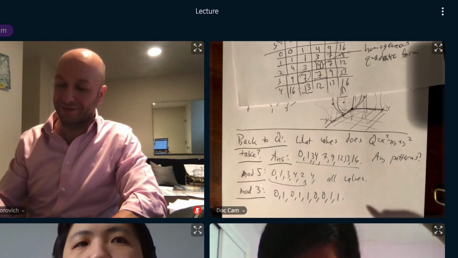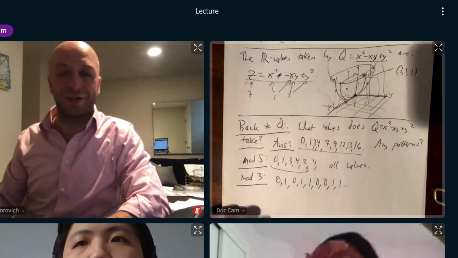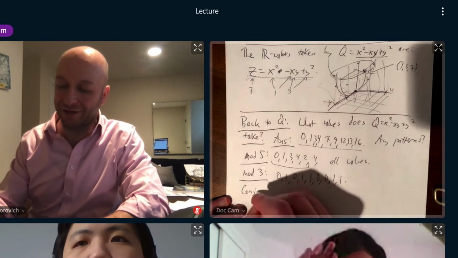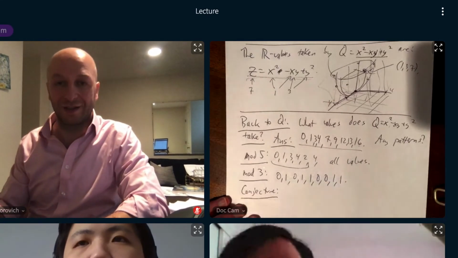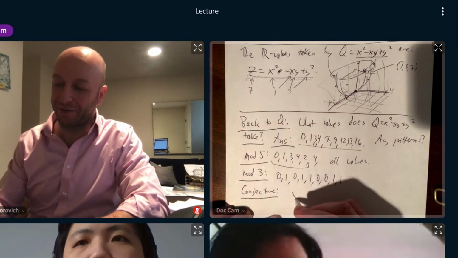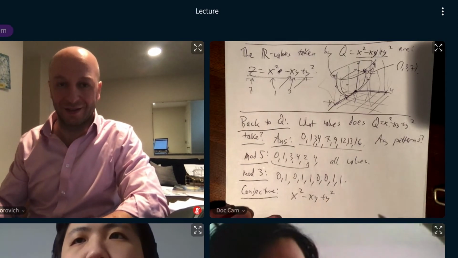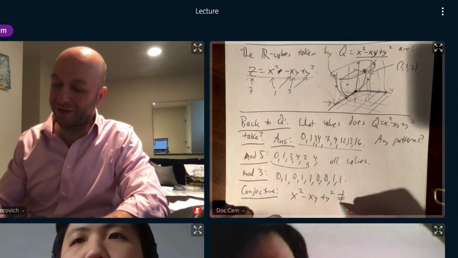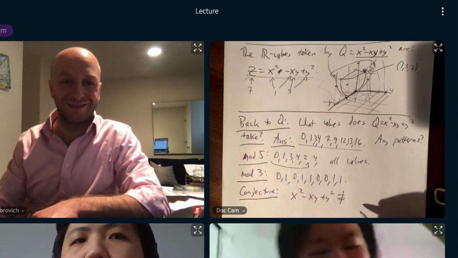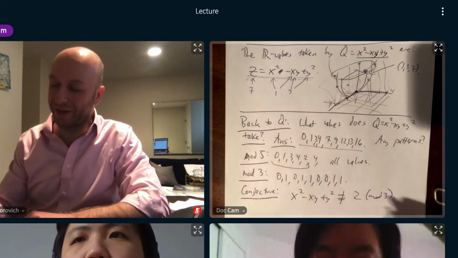So that suggests a conjecture. What's the conjecture? What value mod 3 don't we see? Conjecture: that this quadratic form never takes the value 2 mod 3 altogether. Yeah, doesn't take the value 2 mod 3.